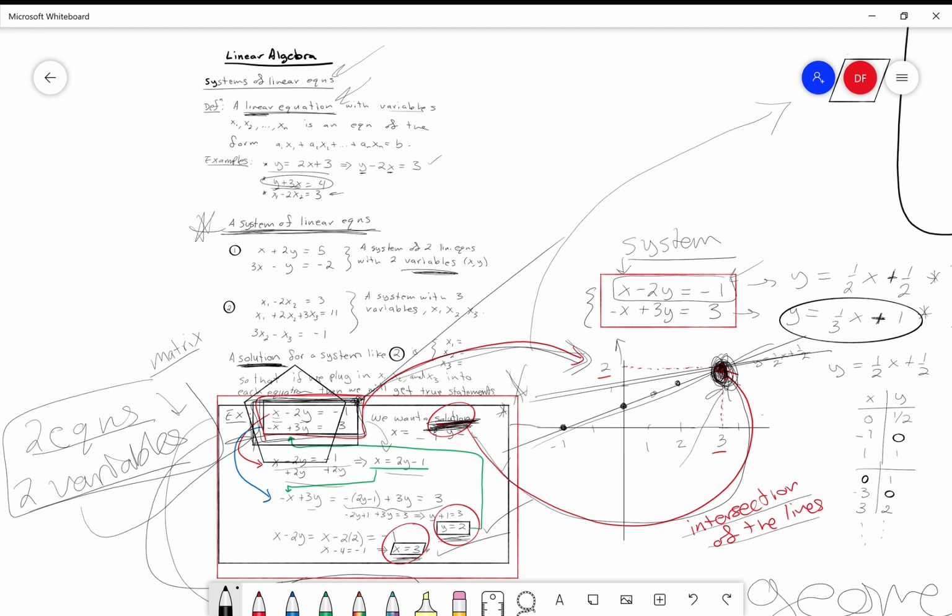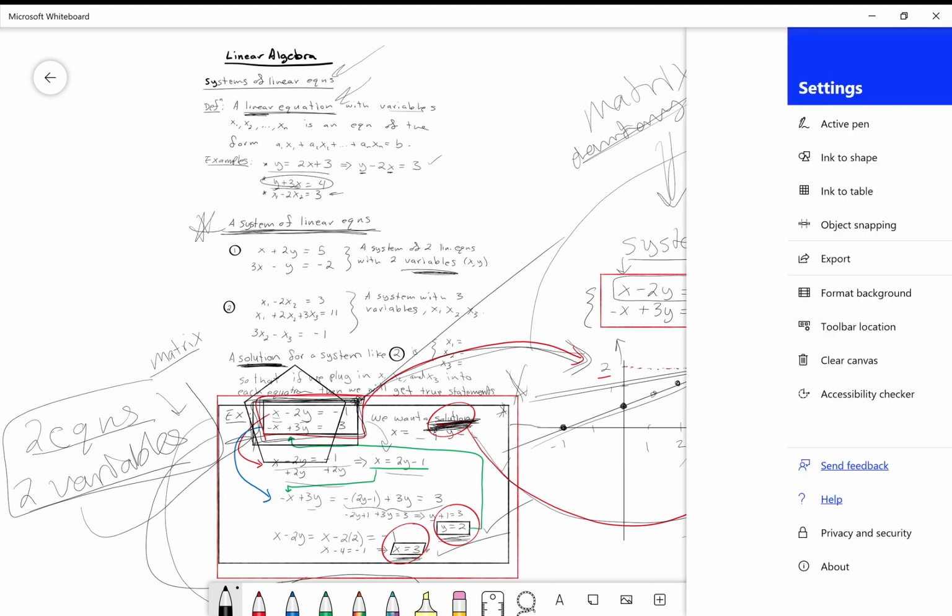Okay. Well, now today in this video I'm going to show you how to solve a system of linear equations by using something called a matrix and using what we call elementary row operations. We'll see that in a second. So let's begin.